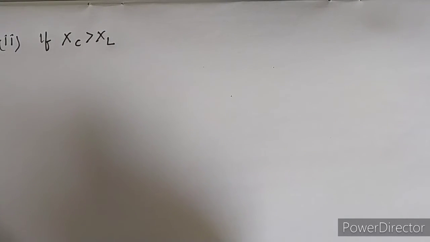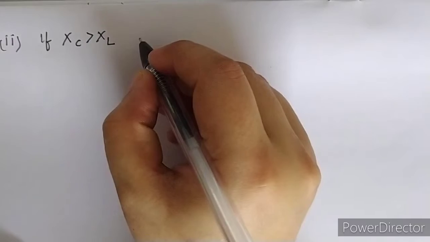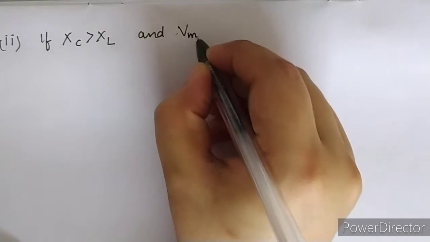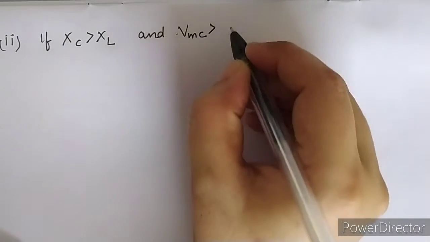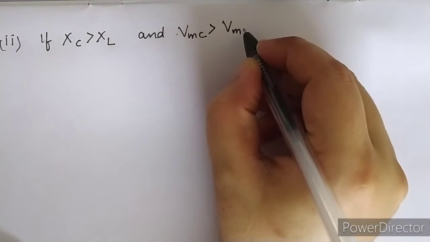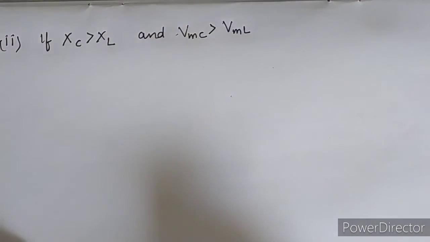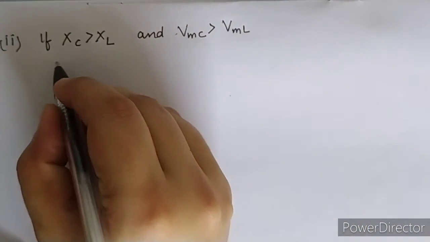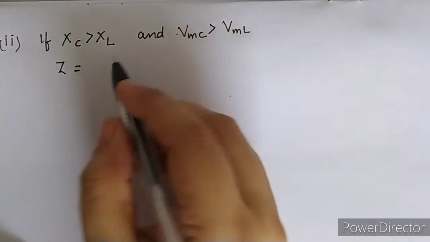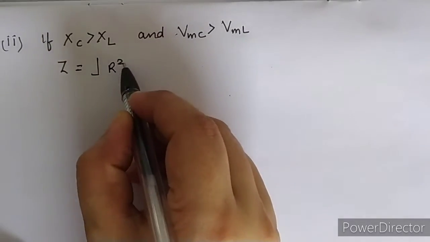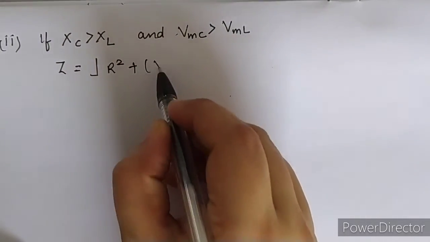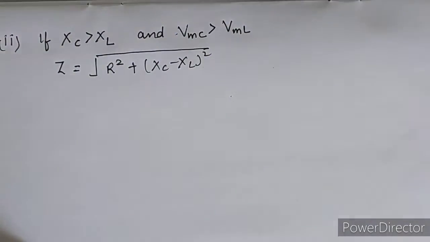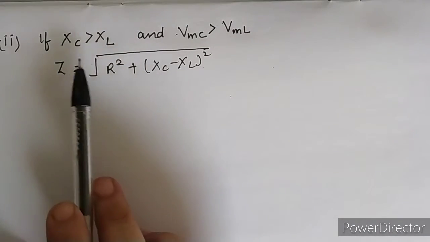Okay, so if this condition is there, then according to the value of the reactance, the maximum peak value of the voltage across the capacitance will also be greater than the peak value of the voltage across the inductance. So what do we have to find? The value of the impedance. The value of Z will become under the root R square plus (XC minus XL) square. This will be your equation, because this time the value of XC is greater than XL.